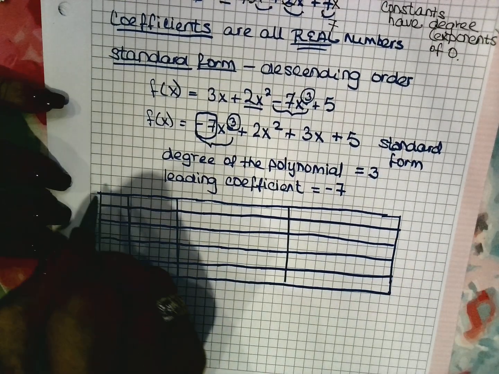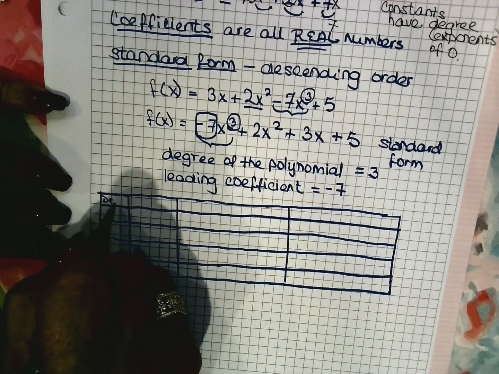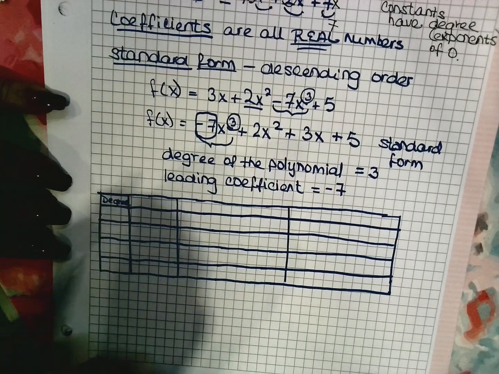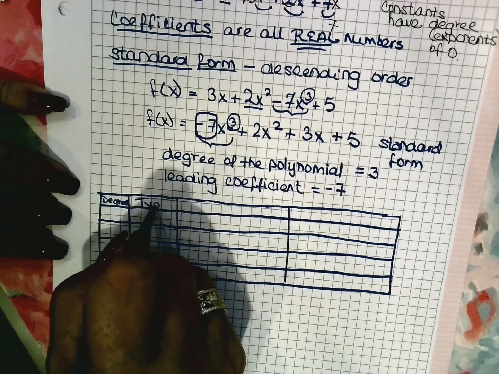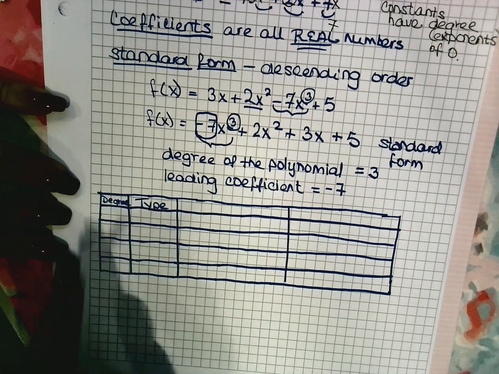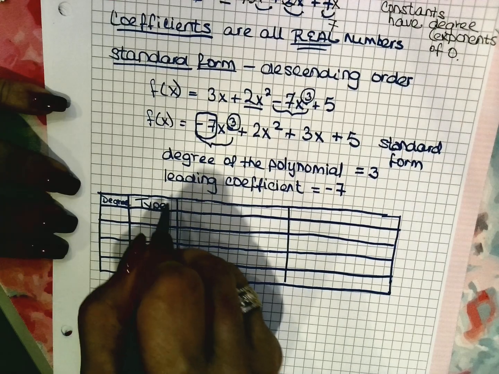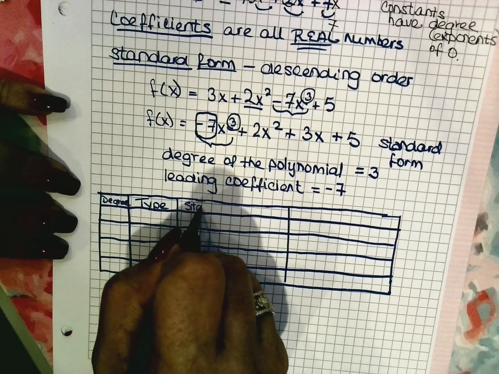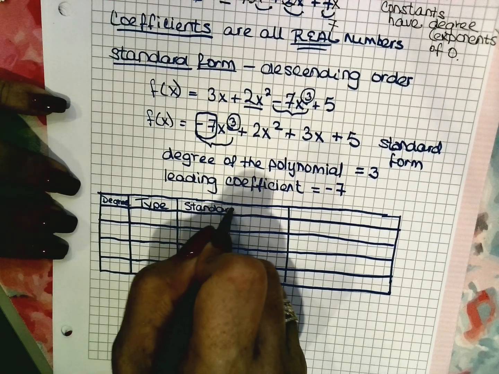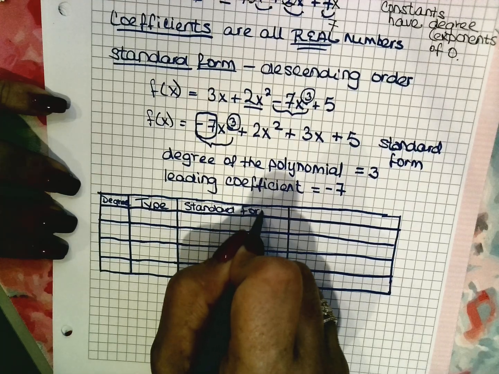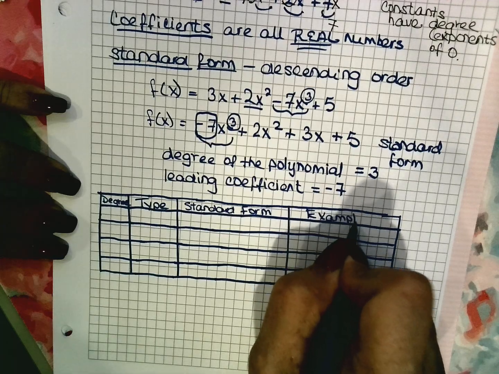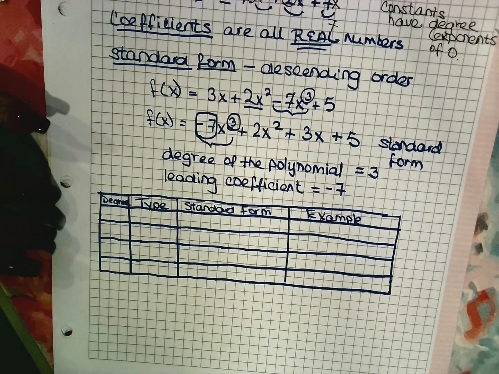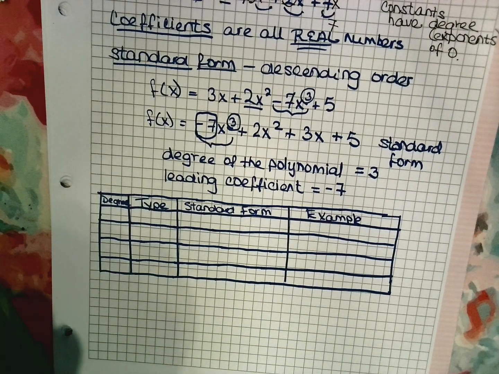All right. So here we are going to write the degree. Now remember, degree has to do with the exponent. Then we're going to talk about the type, and this is based strictly on the degree. Then we're going to do standard form so you can see what it looks like, and we'll put an example. All right, let's take this one.